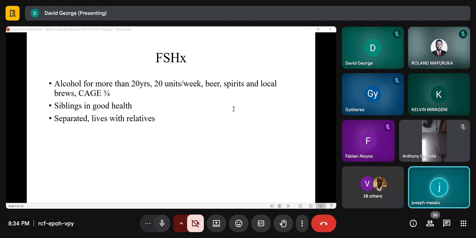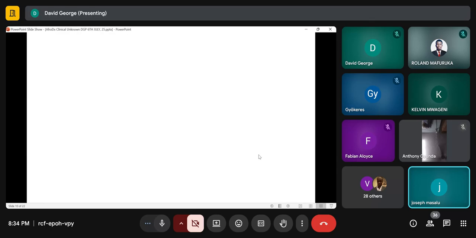Can we move on? Yeah, so that's it about the components of the HPI. I think next we'll move on to physical exam. Should we proceed to physical exam? Yeah, we should.